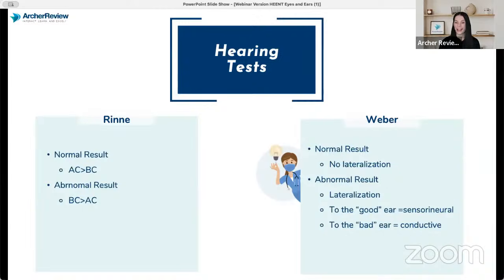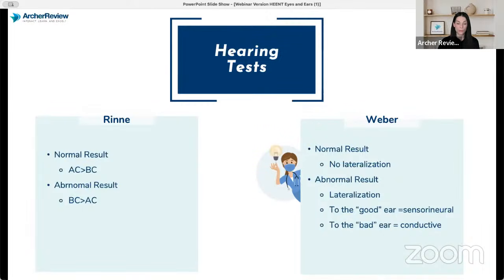Now on to the Weber test. So this is a little special, is it can do both conductive and sensory neural hearing loss. So conductive is something we can see. Sensory neural is something we cannot see, something like Meniere's disease, for example. For this, we're going to strike that tuning fork and put it somewhere midline on the patient. So their face, their top of their head, something like that. A normal Weber test is called no lateralization. So this just means they have equal hearing in both ears. They say, nope, sounds about the same in my right ear and my left ear.